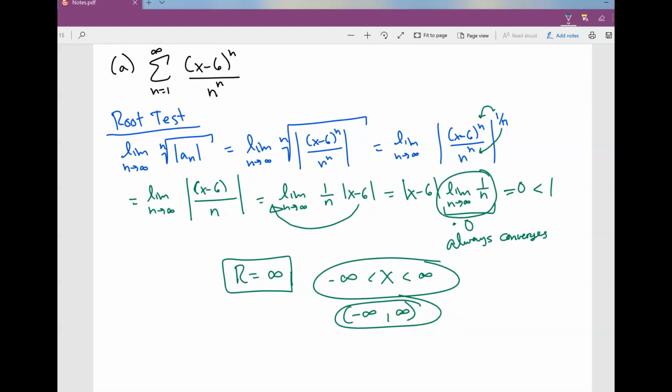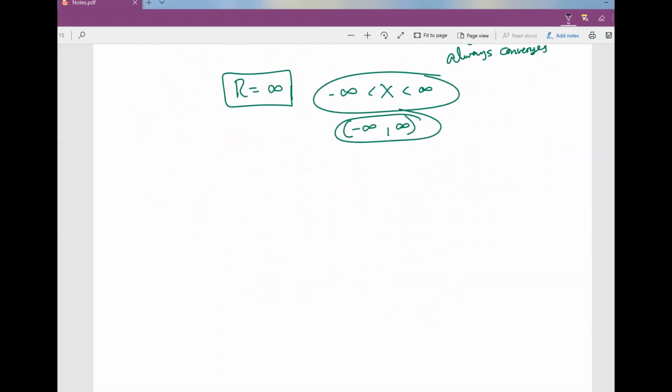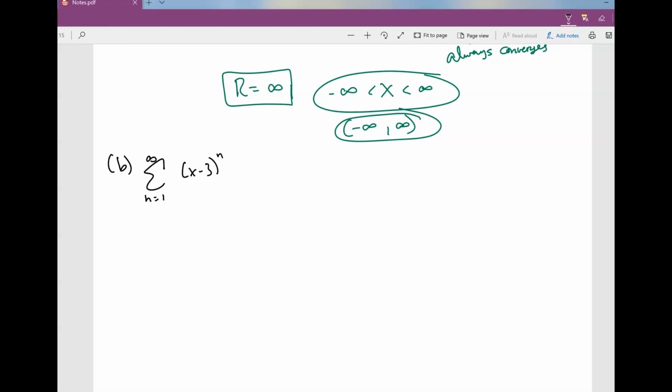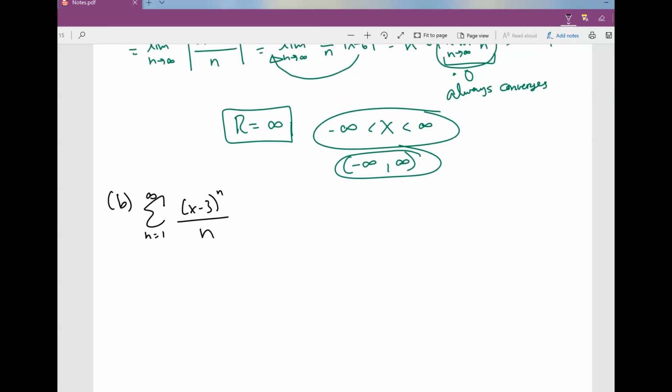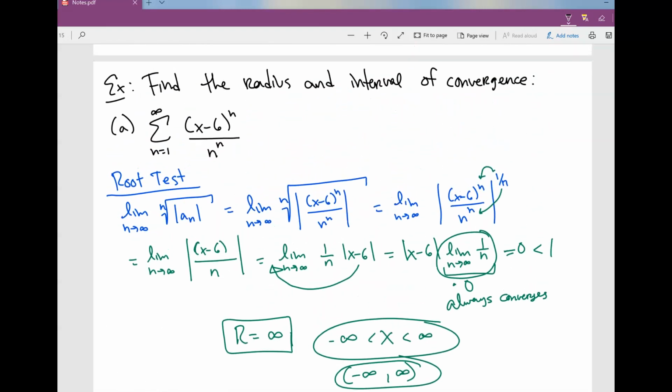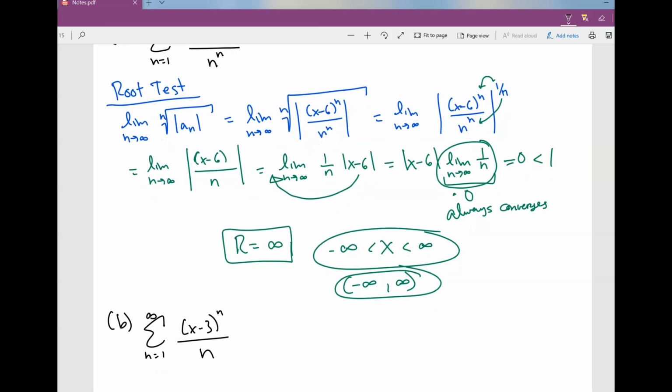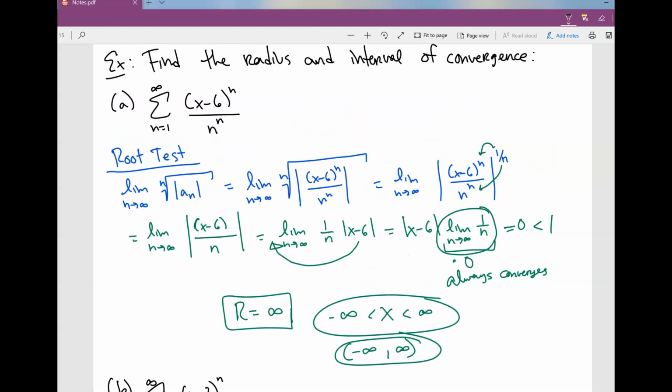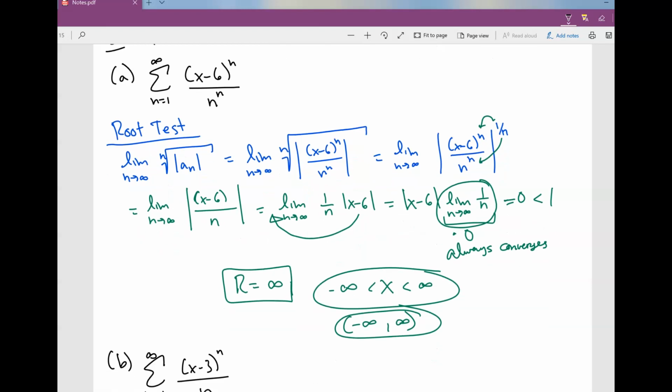Okay, let's do another problem. Let's say we want to find the sum from n equals 1 to infinity of (x minus 3) to the power of n divided by n. We want to find the radius of convergence and also the interval of convergence. Notice that this looks a lot like the first problem, except that we don't have a power of n on the bottom.